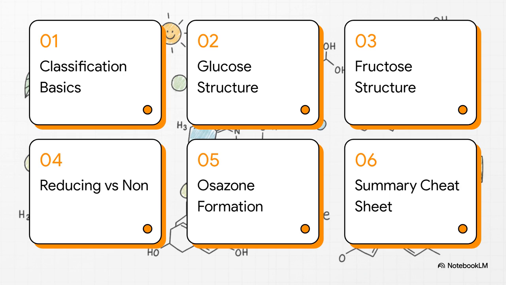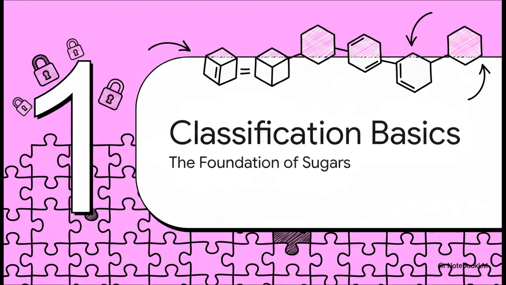Here's our roadmap for the explainer. We'll hit carbohydrate classification basics, the constitution of glucose, the constitution of fructose, reducing versus non-reducing sugars, the osazone formation mechanism, and we'll wrap it all up with a master summary cheat sheet. Section 1. Carbohydrate classification basics, the foundation of sugars.